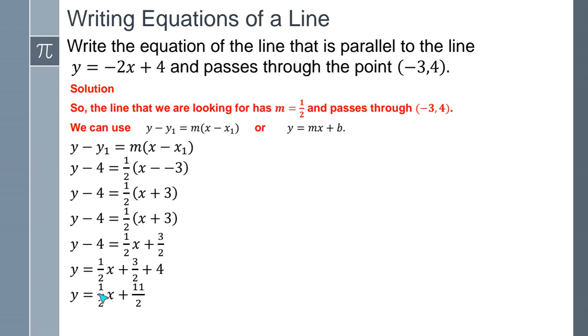Okay, so what you want to remember is, for parallel, you use the same slope. For perpendicular, you use the negative reciprocal. Then once you have that information, you can use the point slope form or the y-intercept form.